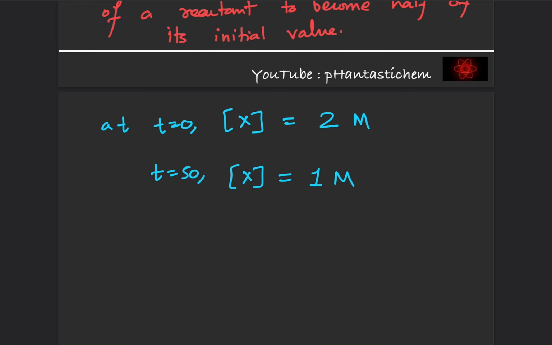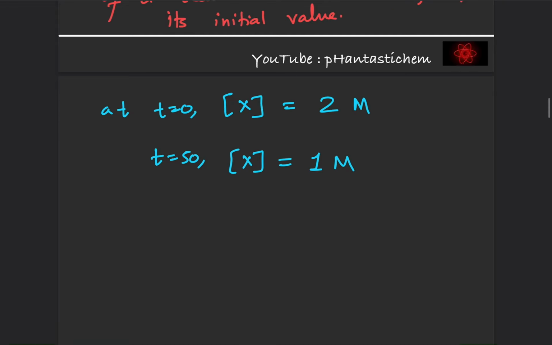Cool. Now, can you see at t equal to 50 second, concentration of X, that is 1 molar, became half of its initial concentration, that was 2 molar, right? At t equal to 50, 2 became half of its value, that is 1. So therefore t half of X is 50 second. And therefore statement B is correct. Okay, that is, half-life of X is 50 second.